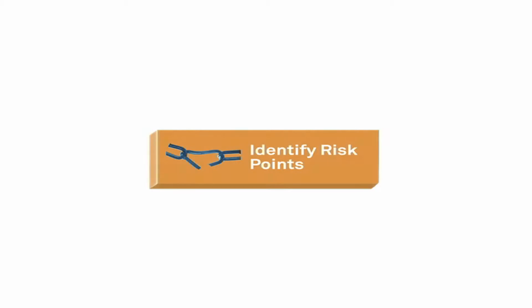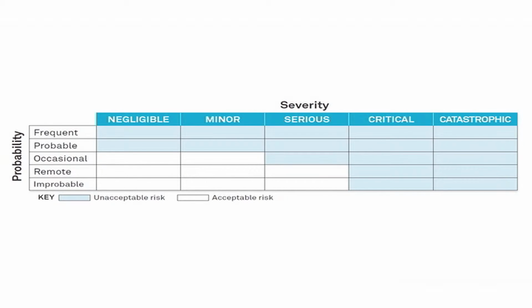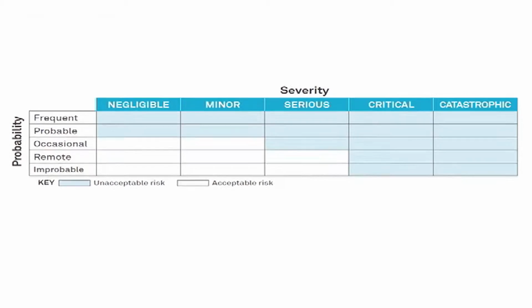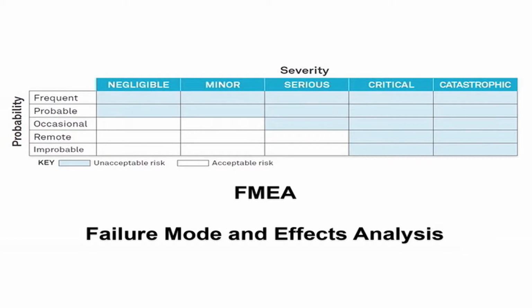The second step is to identify risk points. This means looking at each step in terms of the probability of mistakes and the severity of those mistakes. It is not necessary to conduct a complete failure mode and effects analysis for each step in the process. The important thing is to consider the key risk points.